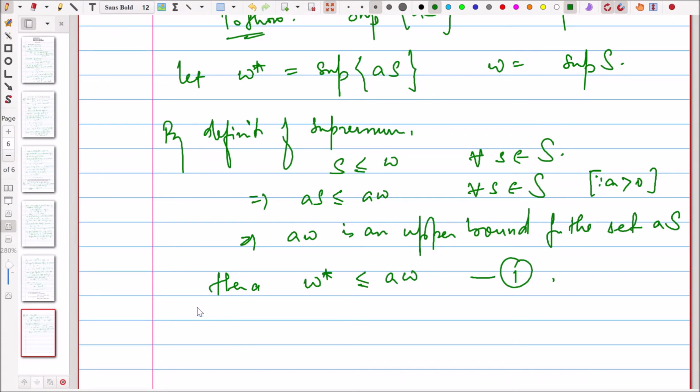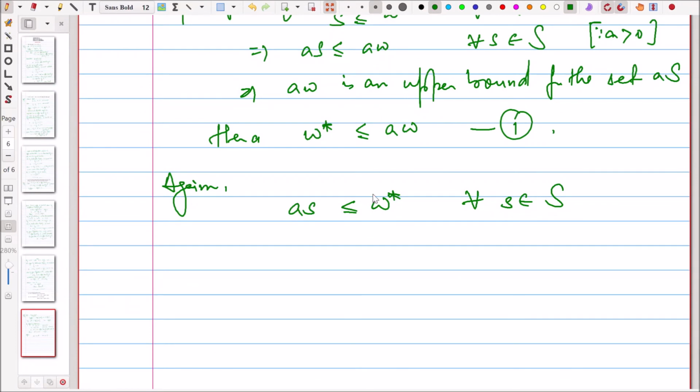For this, again, as w star is the supremum of the set AS, as is less than or equal to w star for all s belonging to S.